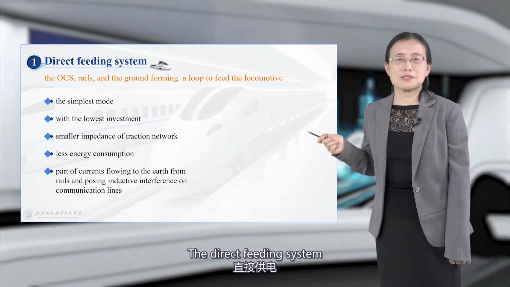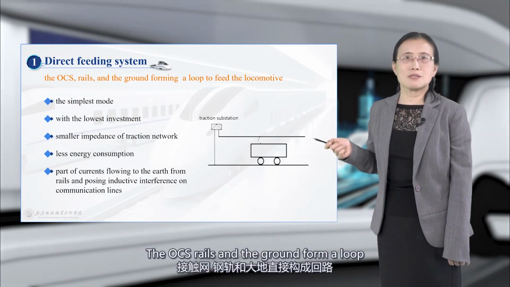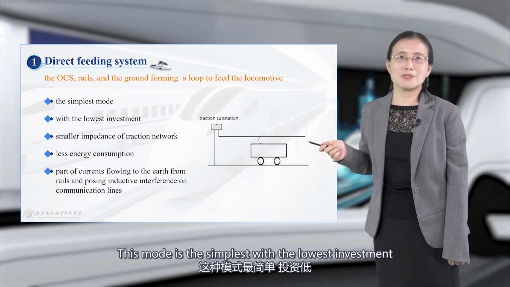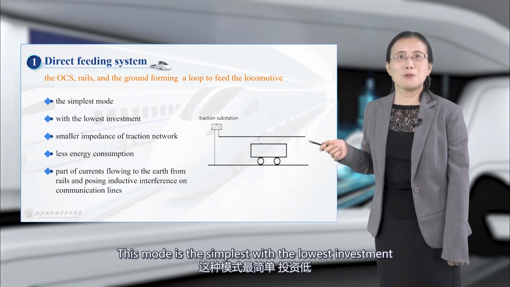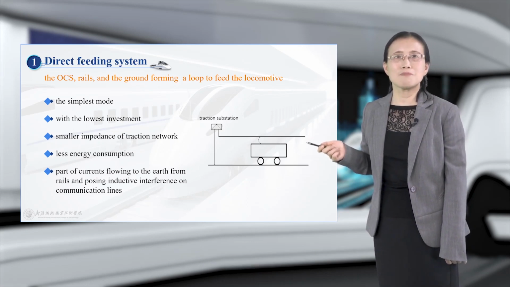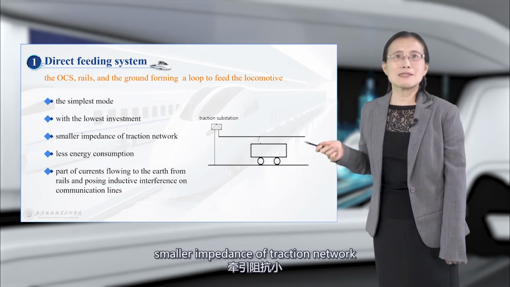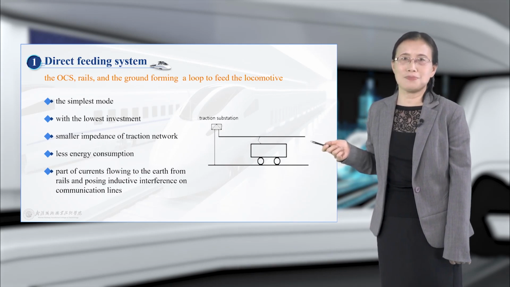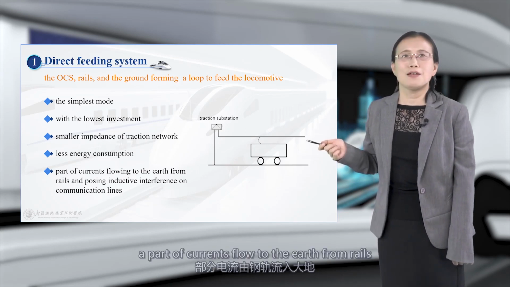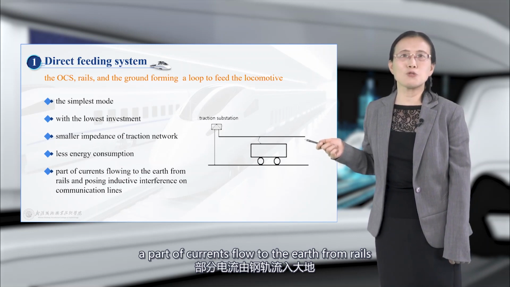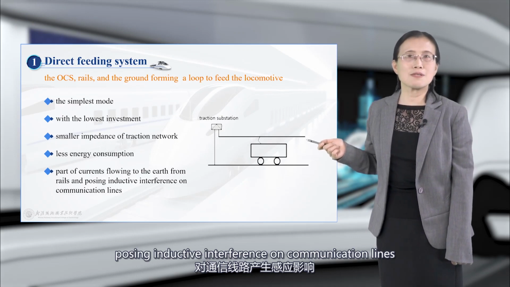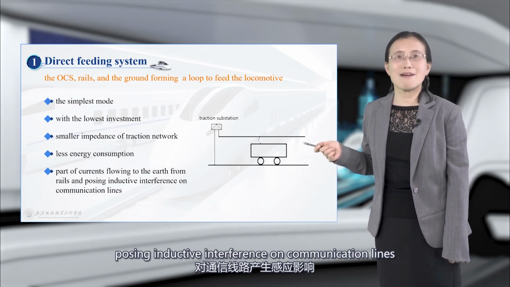The direct feeding system. The OCS, rails, and the ground form a loop to feed the locomotive. This mode is the simplest, with the lowest investment, smaller impedance of traction network, and less energy consumption. However, a part of currents flow to the earth from rails, posing inductive interference on communication lines.